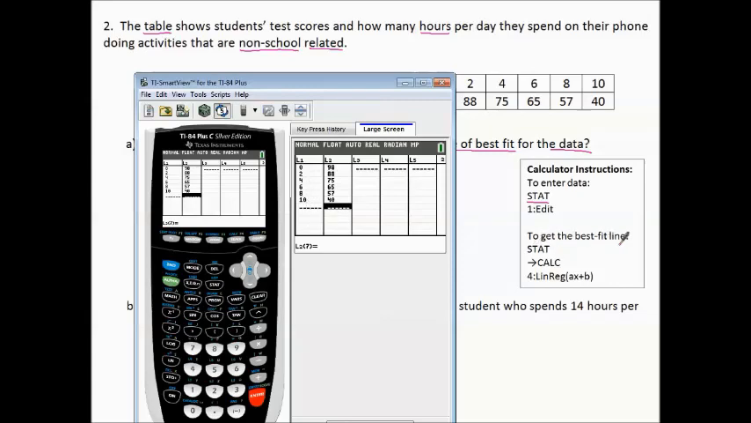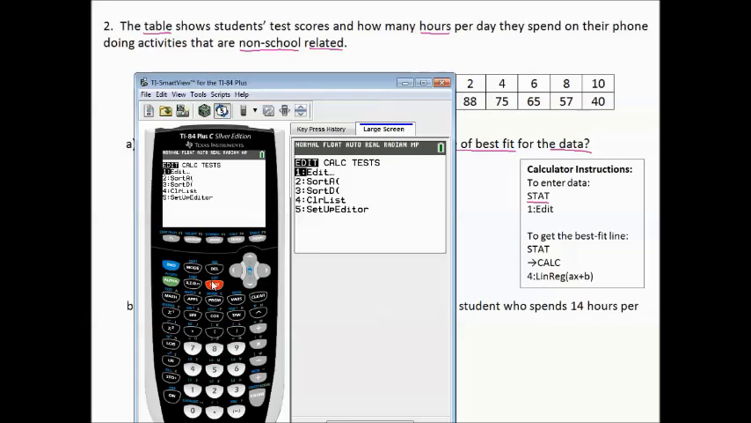To get the best fit line, I want to hit stat again and then go over to calc. Now instead of going to edit where I just was, I'm going to arrow over to calc. And I want number 4. Notice how it says AX plus B. I want to go to number 4. Then I'm going to hit enter until I get to calculate, and I'm going to ask my calculator to calculate this. Now notice that this gives me my equation in the form y equals ax plus b.